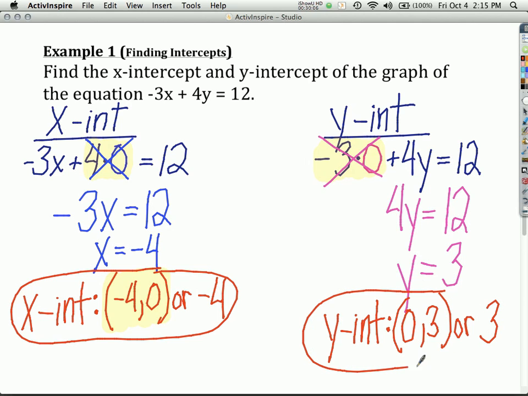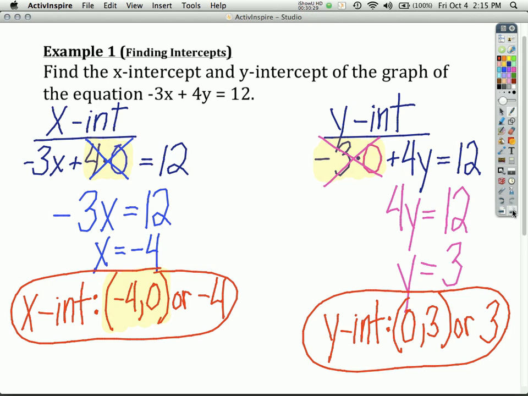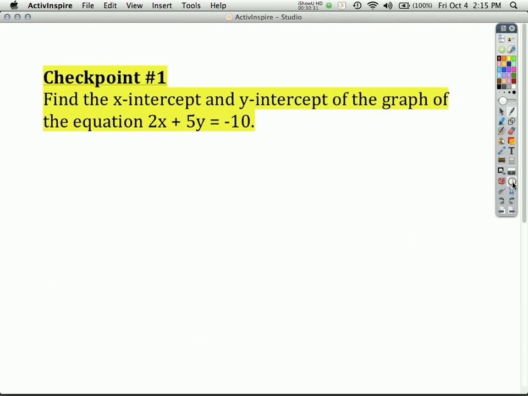Does anyone have any questions on how we found the y-intercept? Okay, give me a thumbs up if you feel like you're a level 7 or above with understanding. Good, put your thumbs down. So let's see how you do on your own. Checkpoint number 1.